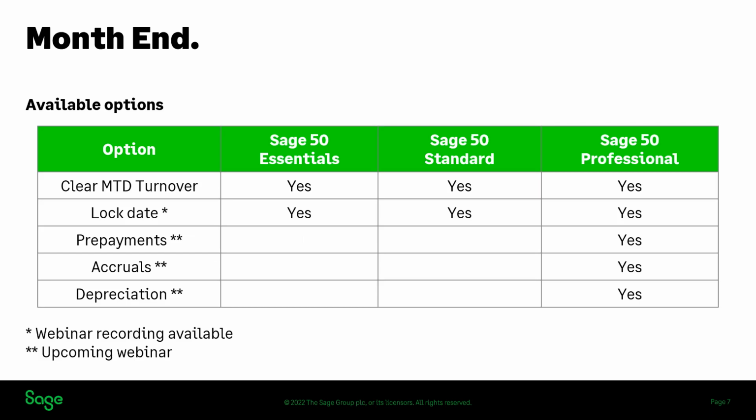Now, the month-end option itself contains 5 key options. There's the clear month-to-date turnover option, which is available in all levels of the software when you access the month-end option. There's the lock date option, again available in all levels of the software. And then you also have the option to process your prepayments, accruals, and, if you use the fixed assets register, the depreciation when you run the month end.